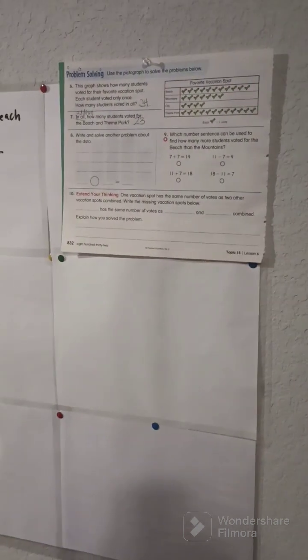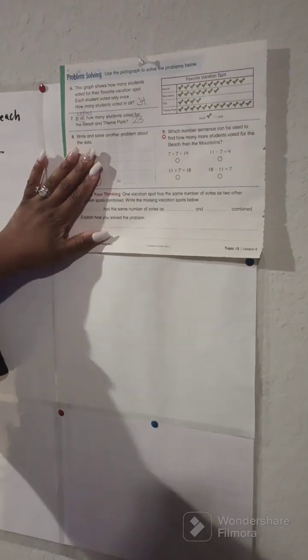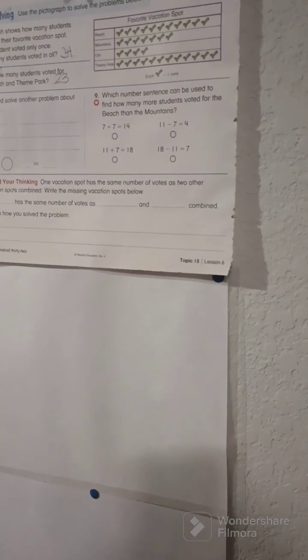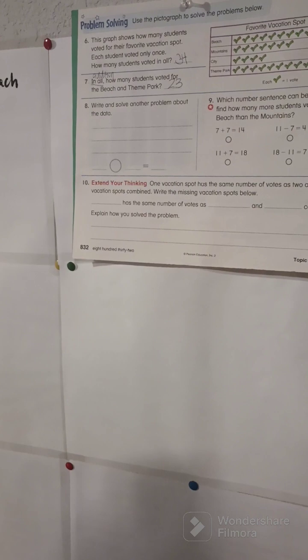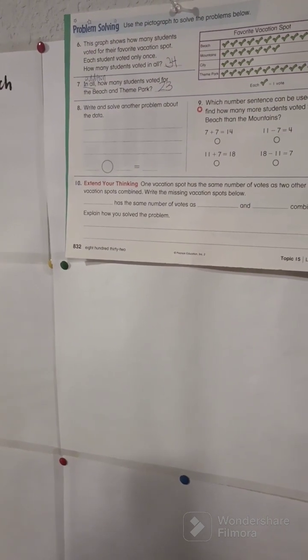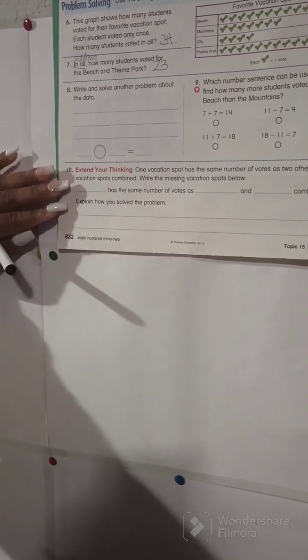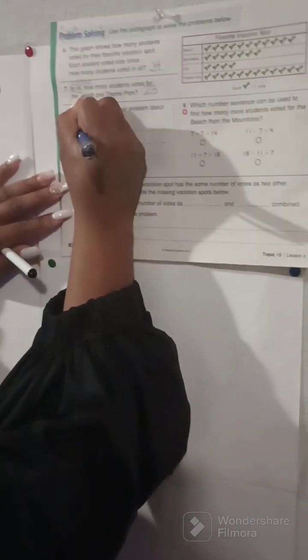Now you guys are going to have the opportunity to create your own word problem using this bar graph here. I will do one for you and then I want you guys to do your own on your paper. It says write and solve another problem about the data. So I'm going to say how many more students voted for mountains than cities? I'll write that in there.